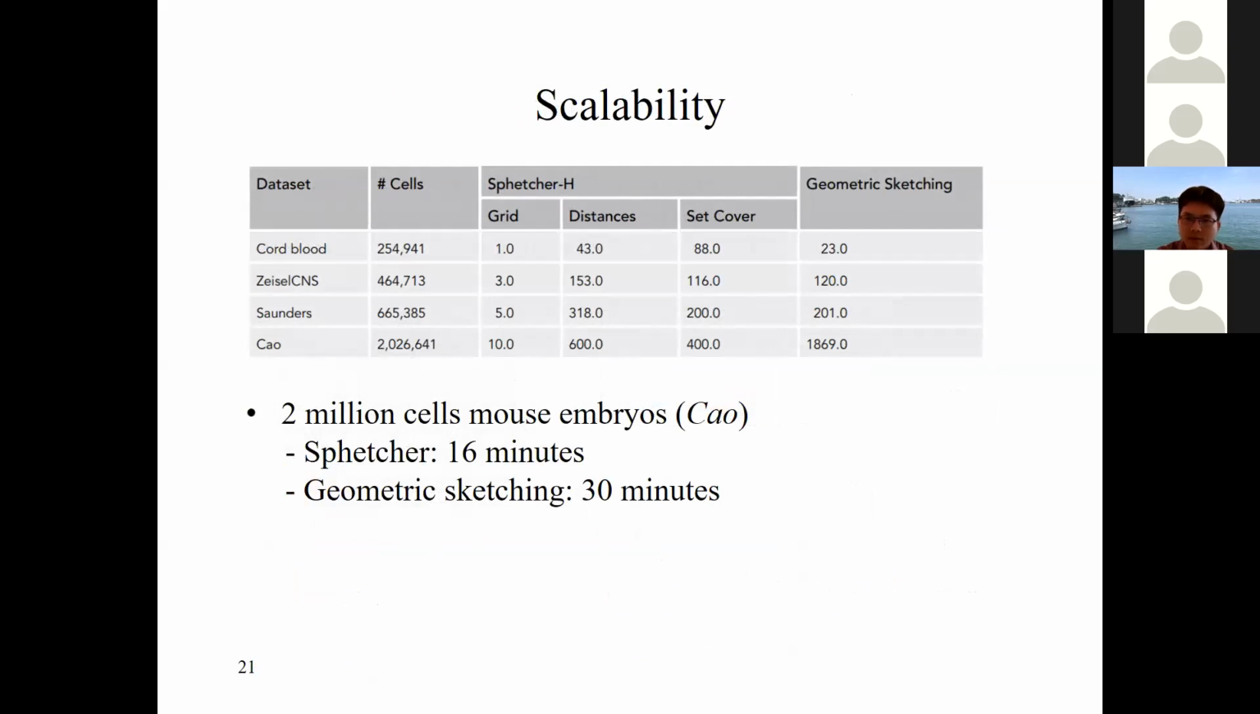And finally, we compare the scalability between the two methods. On the largest data set, which consists of 2 million cells, our method only requires 30 minutes, while symmetric sketching needs like 60 minutes. So not only are we faster, but we are also more accurate, right?